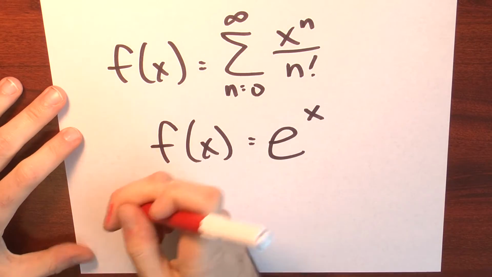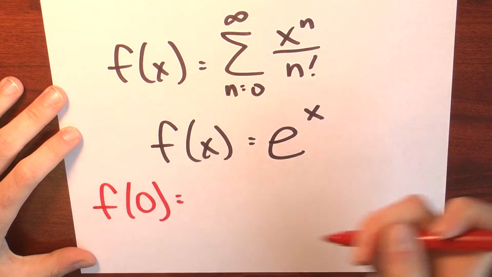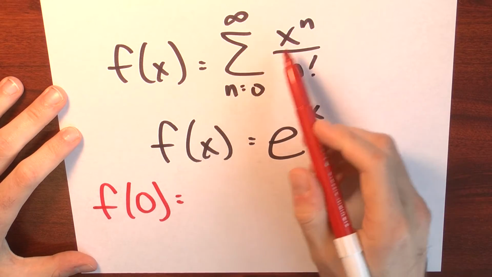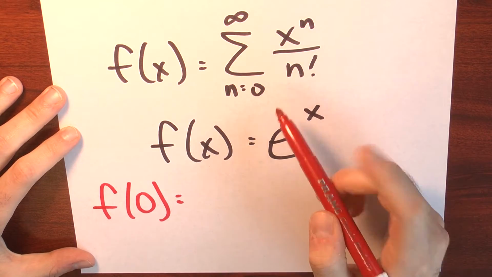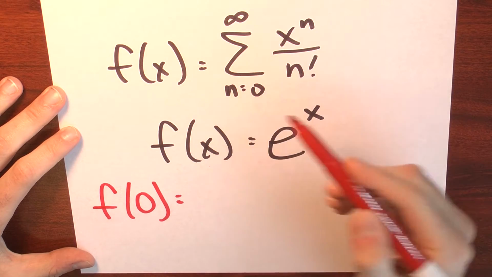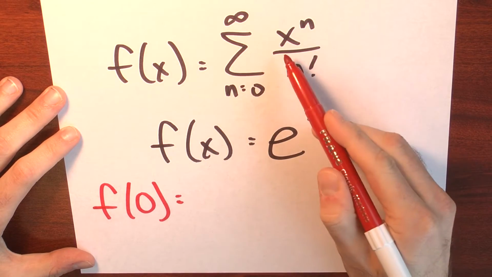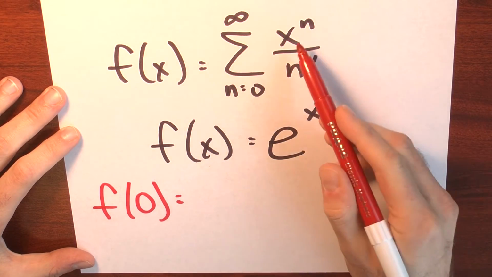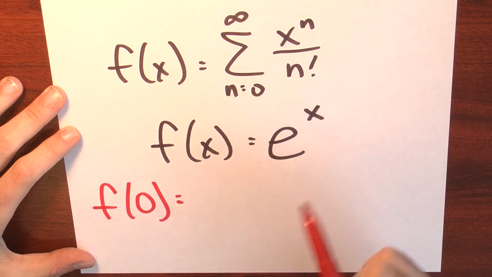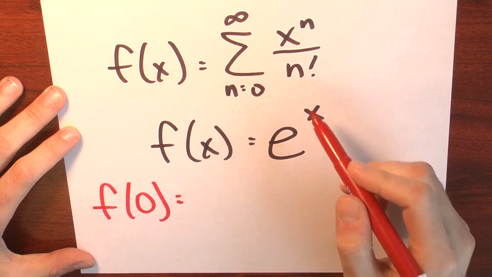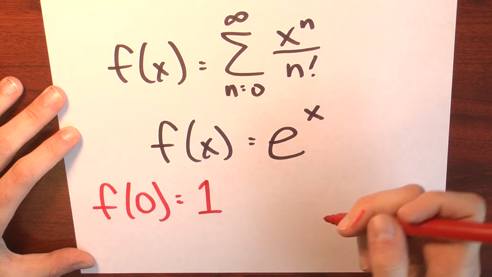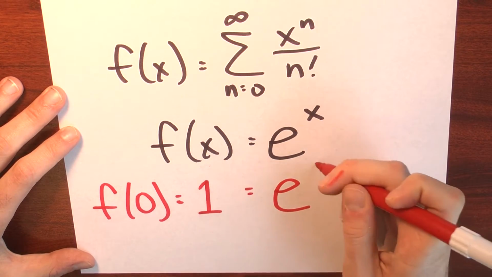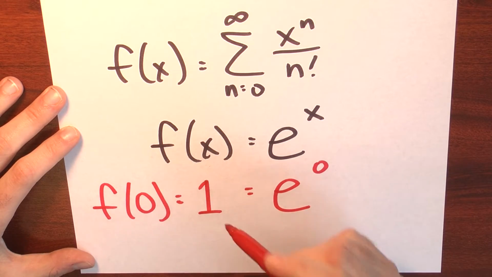Well, first of all, f of 0 is what? Well, what happens when I plug in 0 for x? Then all of these terms vanish except for the n equals 0 term, because by convention 0 to the 0 is 1. So that's 1 over 0 factorial, that's just 1. So the value of this power series when x equals 0 is 1. And note that that's also e to the 0th power. That's also equal to 1.